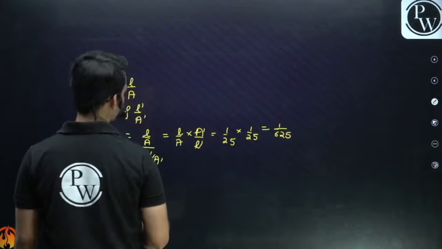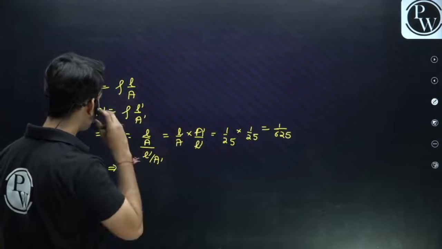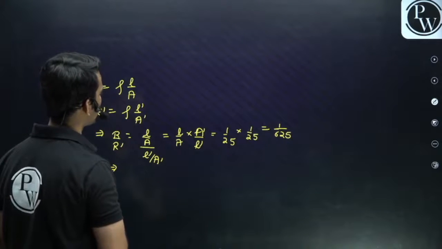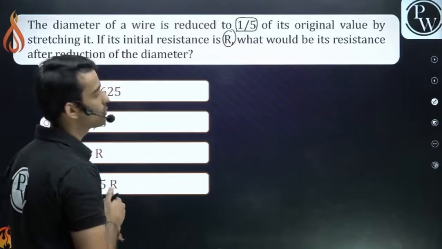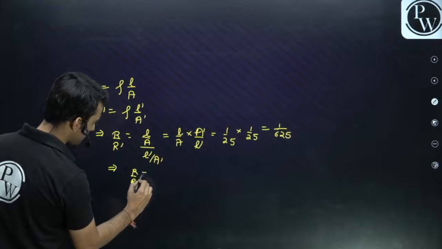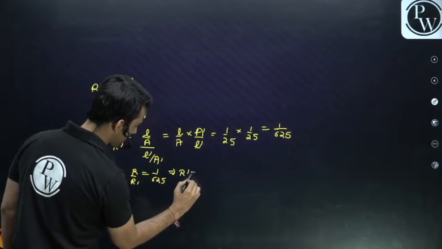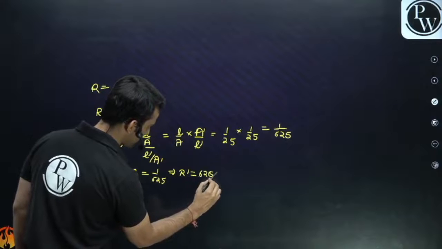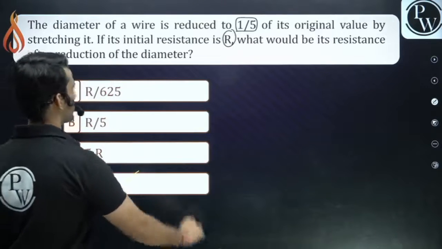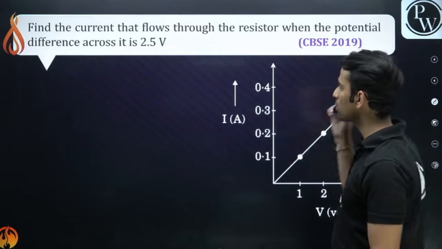Clear? Diameter has been reduced, so the length has been increased. So R upon R dash is 1 upon 625. That means R dash will be 625 R. That's it. Which option? D option is correct. So this is how you should approach such questions. R is rho L by A.